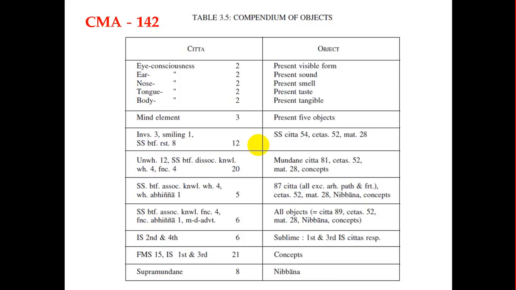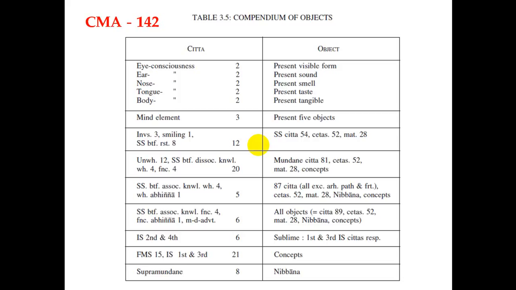And 6 Cittas, the sense sphere beautiful functional Cittas associated with knowledge, the functional direct knowledge, and the mind-door advertising Citta, altogether 6. These 6 can take all objects. If you know this chart, I think it's the most difficult one, at least for me. I don't know for you. For me, it's the most difficult to explain.